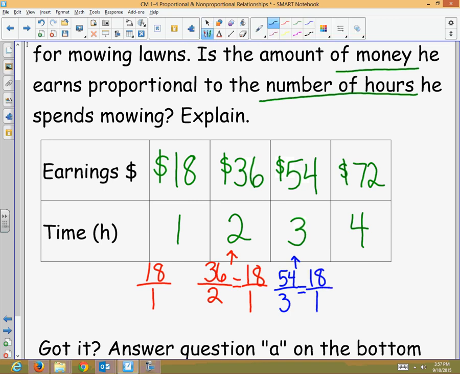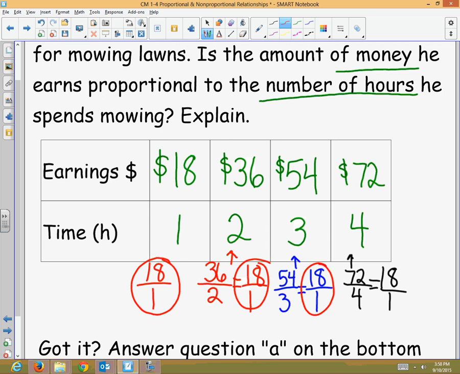And the last one is 72 over 4. So when you reduce that, you can divide the top and bottom fraction by 4, and you get 18 over 1. So it's clear this is a proportional relationship because every single fraction reduced to 18 over 1. So we need to explain.